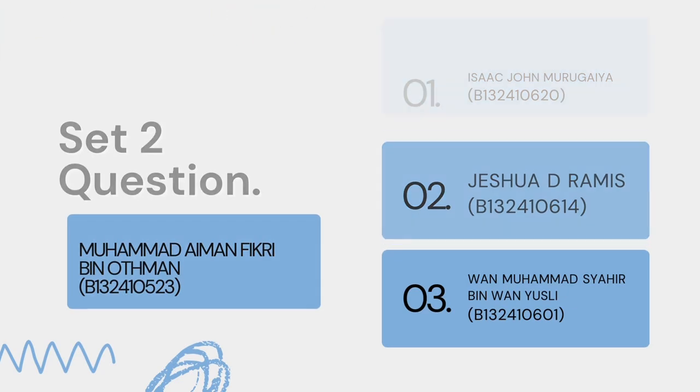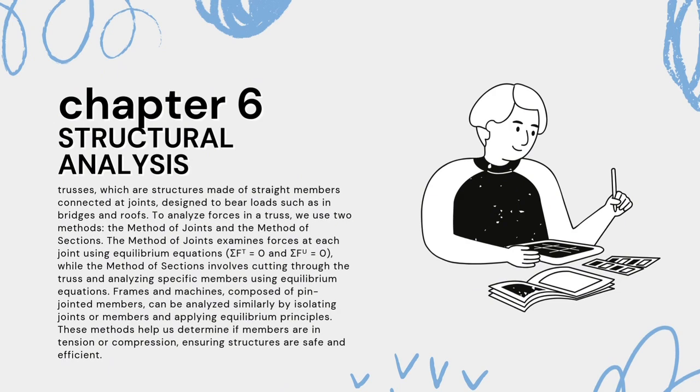In this presentation, we are going to explore questions about trusses, which are structures made of members connected at joints, designed to bear loads such as in bridges and roofs. To analyze forces in a truss, we use 2 methods: the method of joints and the method of sections. The method of joints assigns force at each joint using equilibrium equations, while the method of sections involves cutting through the truss and analyzing specific members using equilibrium equations.